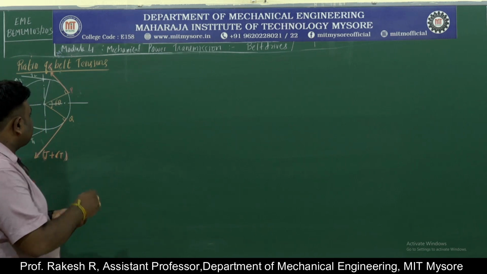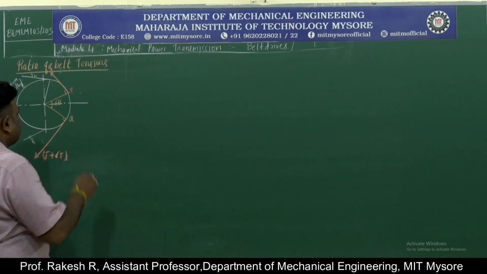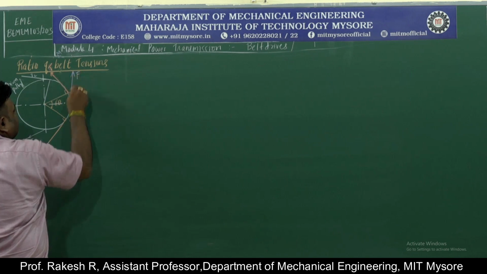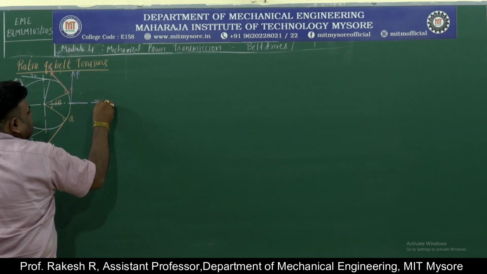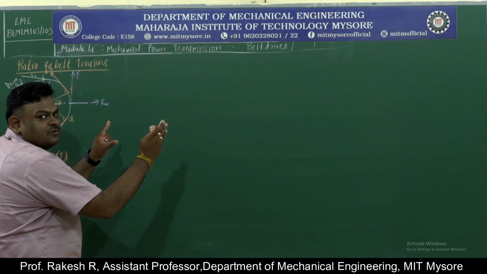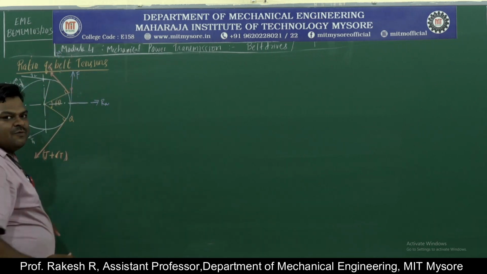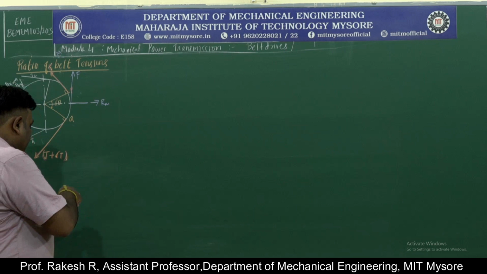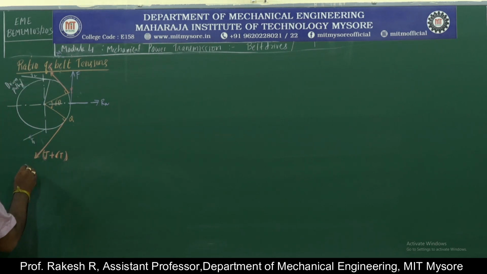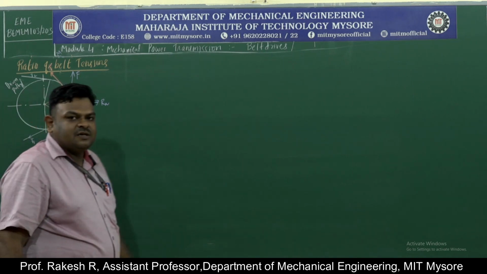Apart from this, one more force is acting, that is, one is frictional force F and another one is normal reaction. This normal reaction tends to move the belt away from the pulley, and this is the frictional force while having tension. Let us see what are the different forces acting here. Number one is T plus delta T at Q and T at P, then normal reaction, then frictional force. These are the four forces acting on the system.